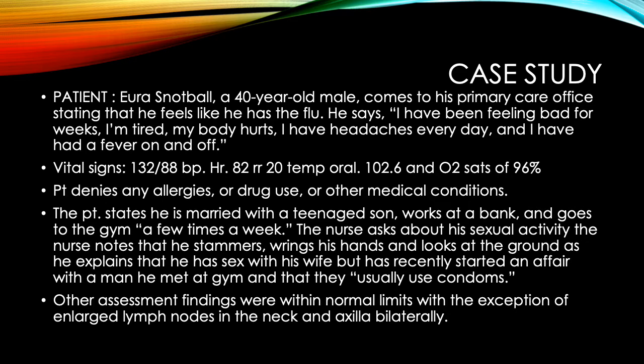The nurse asks about his sexual activity, and she notes that he stammers, wrings his hands, looks at the ground as he explains that he has a sexual relationship with his wife, but he recently started an affair with a man that he met at the gym, and that they usually use condoms. Other assessment findings were within normal limits, with the exception of some enlarged lymph nodes in the neck and the axilla bilaterally.